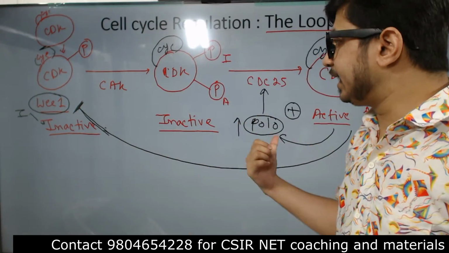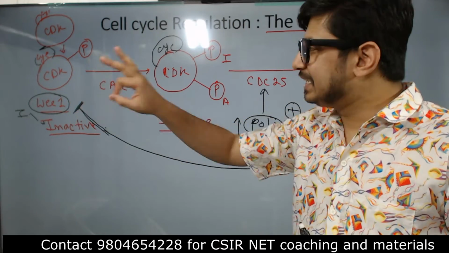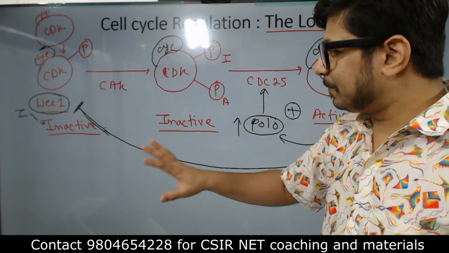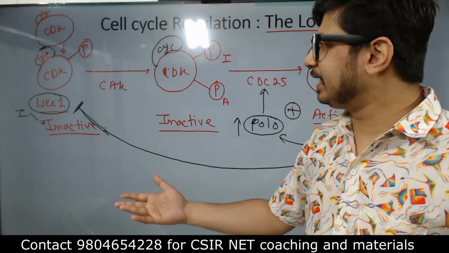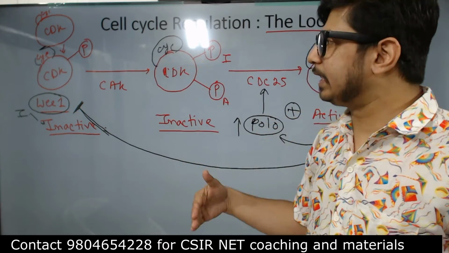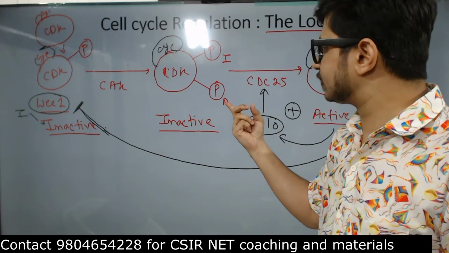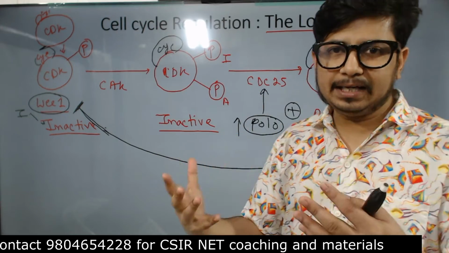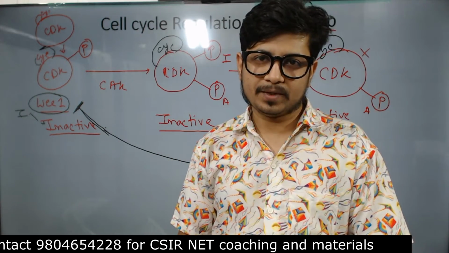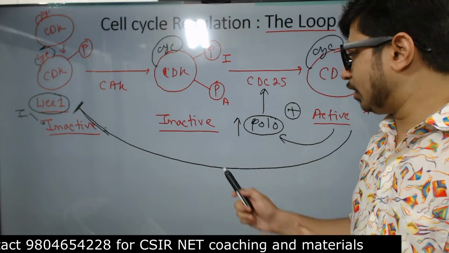So now if the active CDK inhibits V1, that means what? That means there is no V1. So automatically from the first point of time, CDK will get only one phosphate, that is the activator phosphate, and the CDK will be activated. This is also positive feedback.